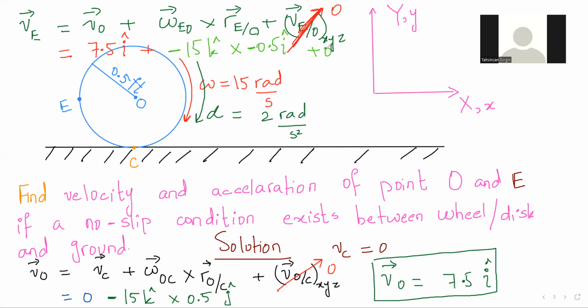Food for thought, something to think about. Could you have written VO equal to VE plus omega EO cross position vector of O with respect to E? You could have written the whole equation. You got my point. Yeah, you could have written it, but why would I want to? This seems easy to me.